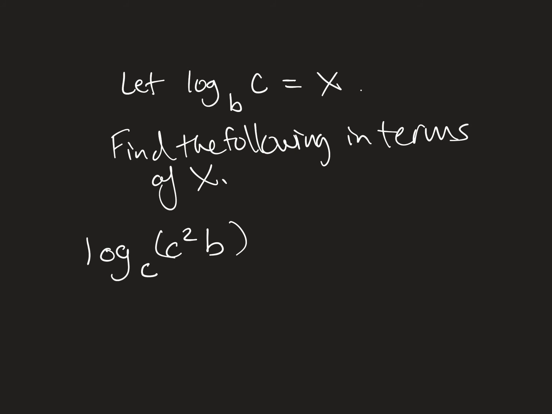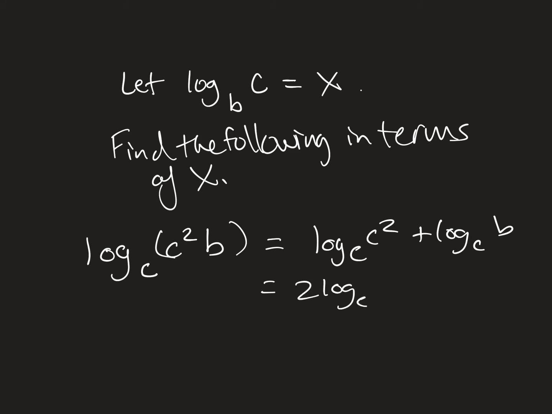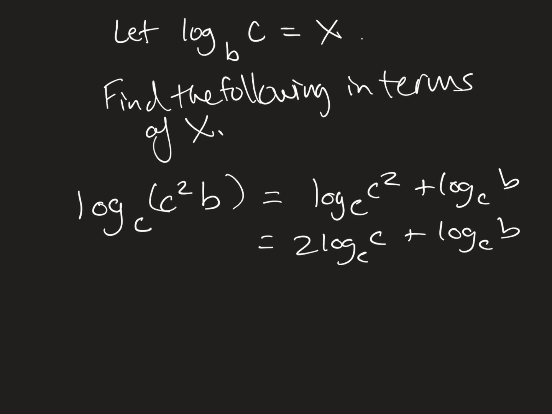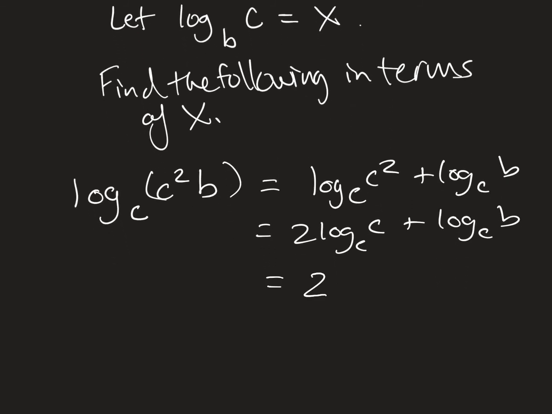Okay, so the first thing I'm going to do is break this up, since multiplication goes to addition. So I've got log base c of c squared plus log base c of b. Or I've got 2 log base c of c plus log base c of b. Well, log base c of c is just 1, so that's helpful. 2. Well, I know log base b of c, but I don't know log base c of b.